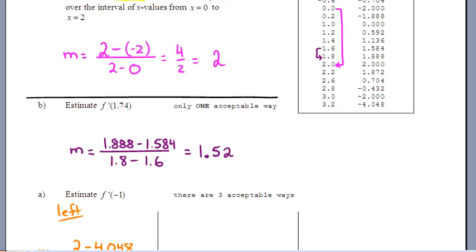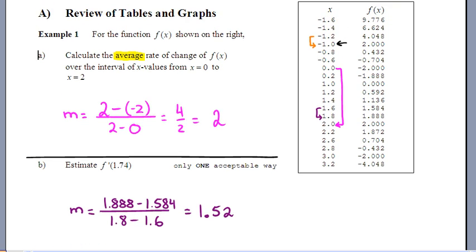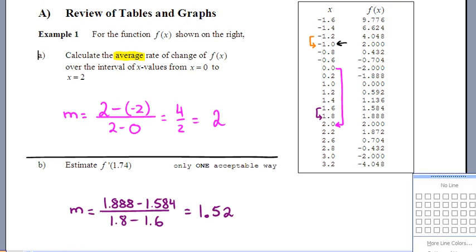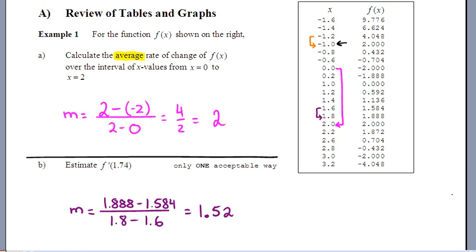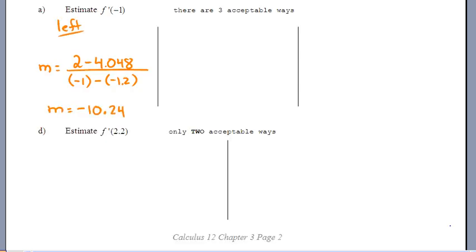Another option would be to say, well, why go before that point and then up to that point? Why not go from that point to a spot after it, right? So I could say, okay, let's go from -1 to -0.8. That's totally fine as well. Let's call that the kind of right estimate.